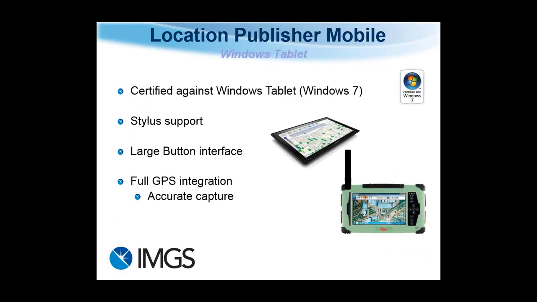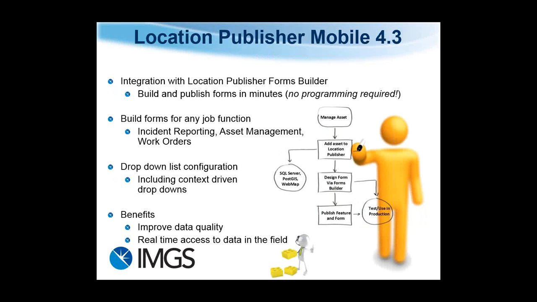We also, last year, when we released the 4.2 version of Location Publisher Mobile, certified it against Windows Tablet, Windows 7, that it has full stylus support, supports a large button interface, and also has full GPS integration to provide accurate capture, so it can work with things like the Leica CS25. But what we're here to talk about today is Location Publisher Mobile 4.3.